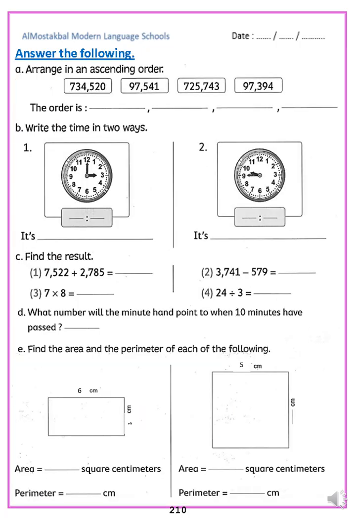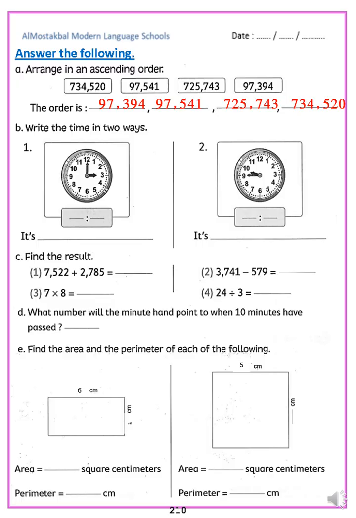Answer the following, arranged in an ascending order, from the least to the greatest number. The least number here is 97,394. The next, 97,541. The next, 725,743. The next, 734,520.